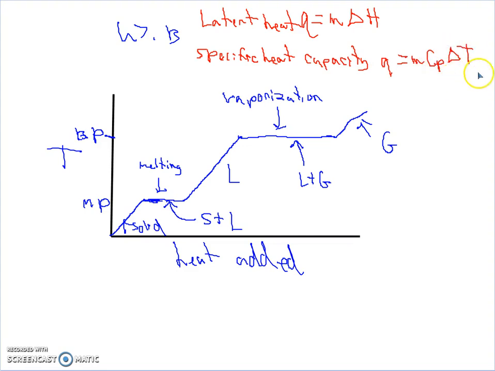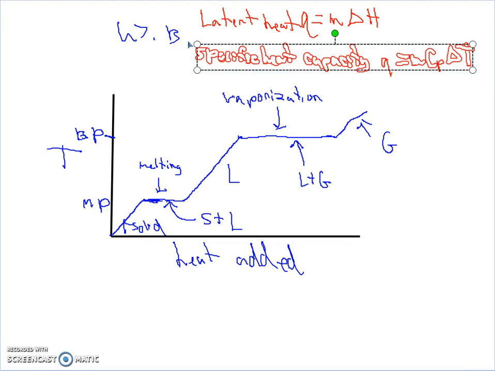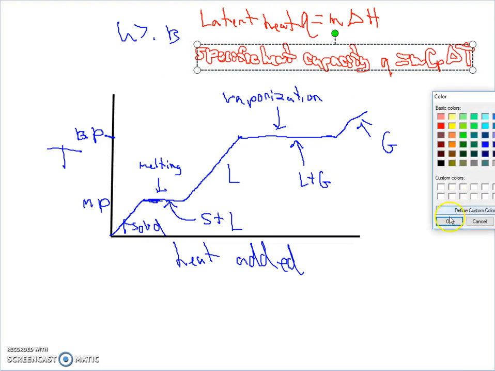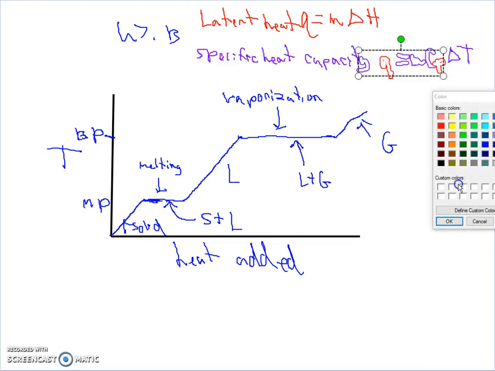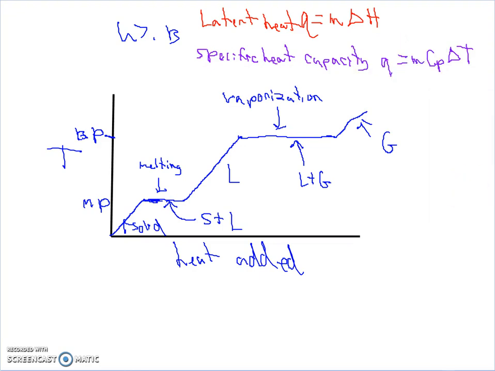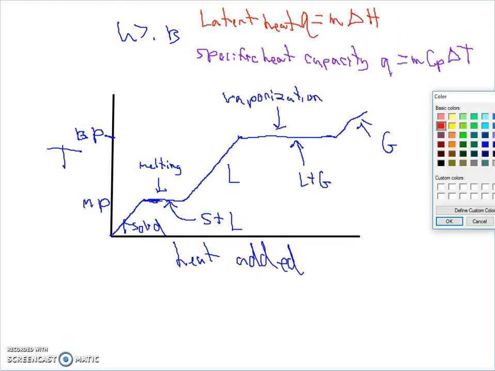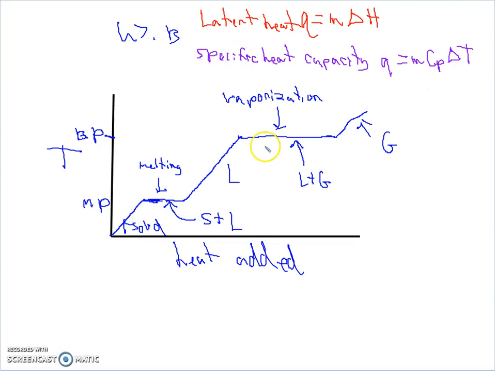All right. I'm just going to color code this actually. Let me change it to, let's do purple. All right. And then here, the specific heat capacity you're going to use when it's just one phase increasing in temperature. So right here, or right here.